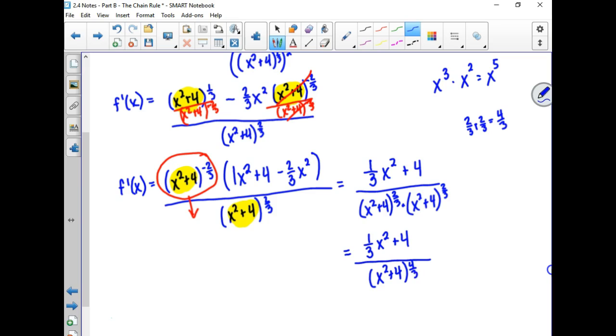So we're really close right now. In fact, a lot of times I think it could possibly be left like this, but a lot of times they don't like to leave fractions in fractions. So since we got that 1/3 on top, what could we do to get rid of the 1/3?